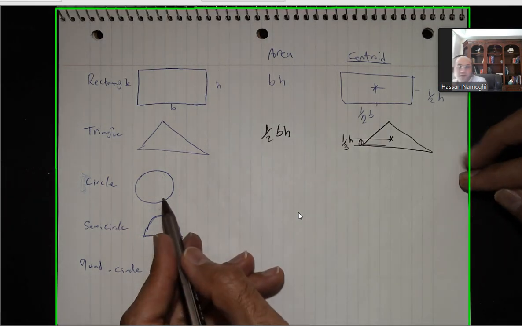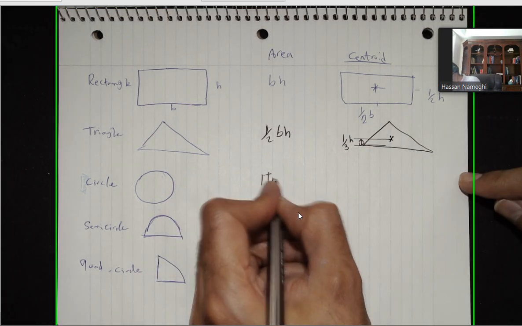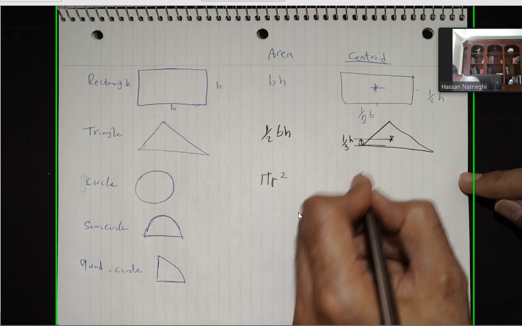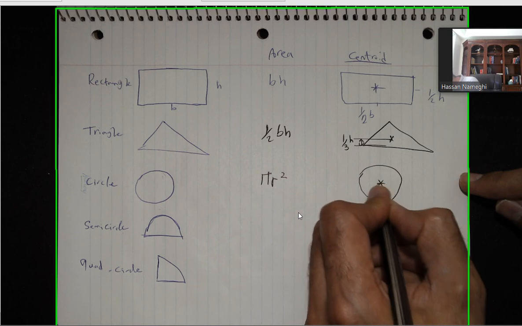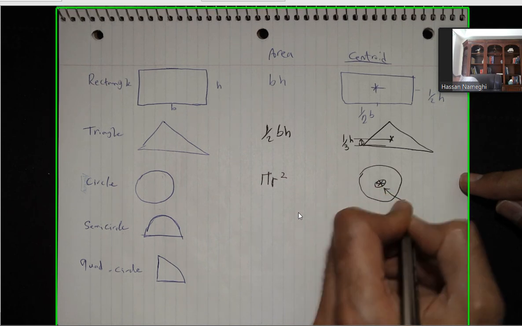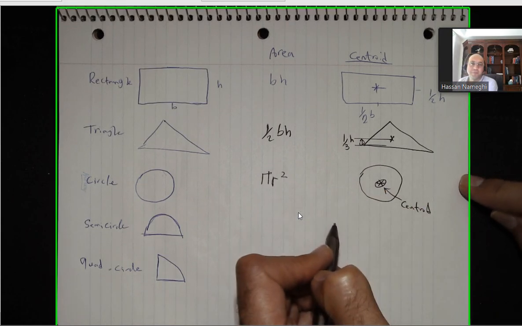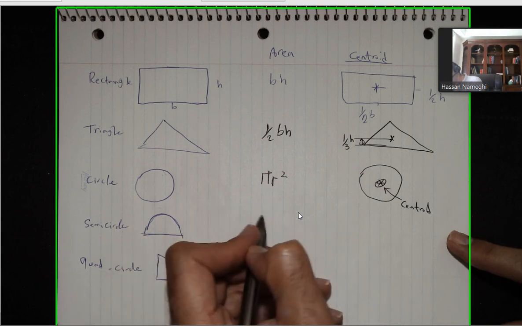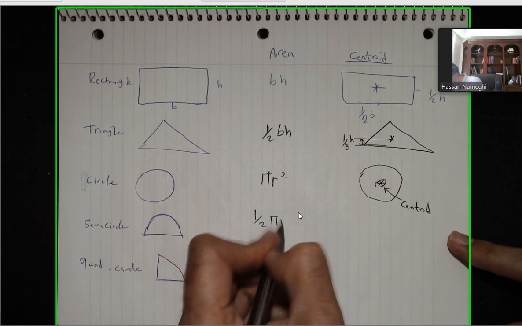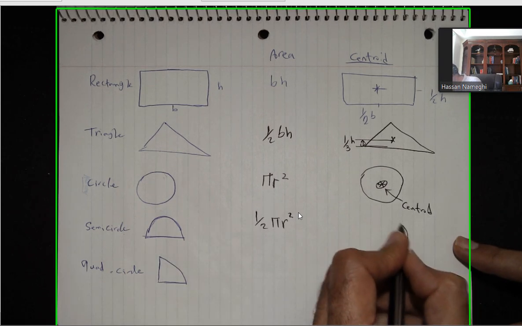So for a circle, not much thinking: the area of a circle is pi r squared. The centroid of the circle is, oh my god, too much thinking, right? Right in the middle, right here. If I go into a semicircle, the area is easy. It's half of pi r squared, half of the area. But where is the centroid for this?